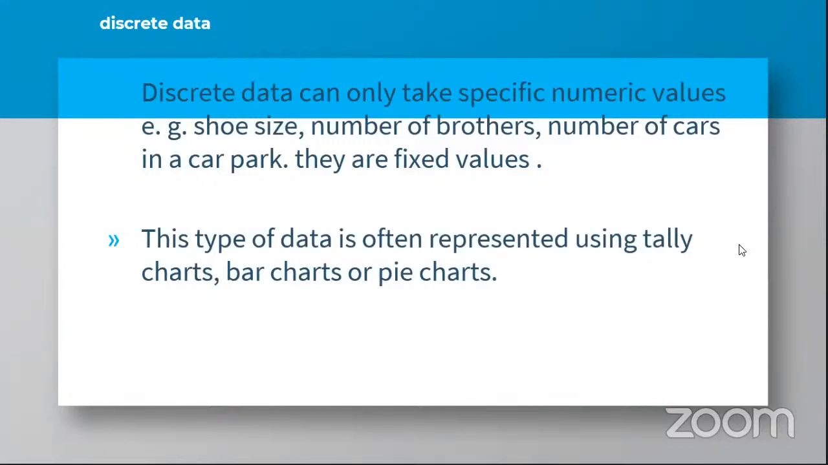Thank you, Rema. Now, we are saying that when we talk about discrete type of data, this is the type of data that can only take specific numerical values. Meaning, for example, if we say the shoe size, who has a shoe size?